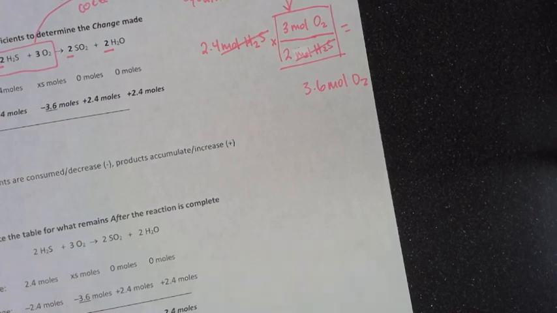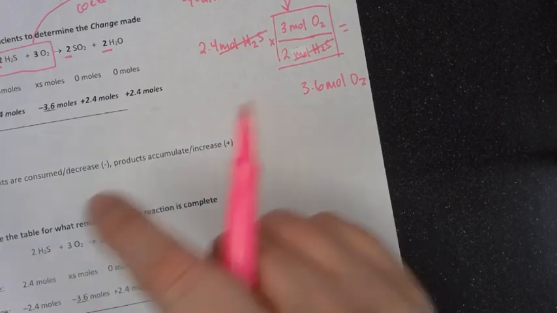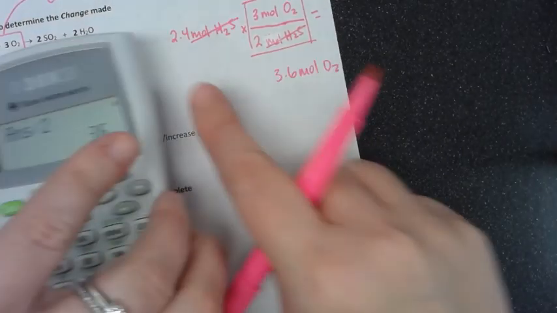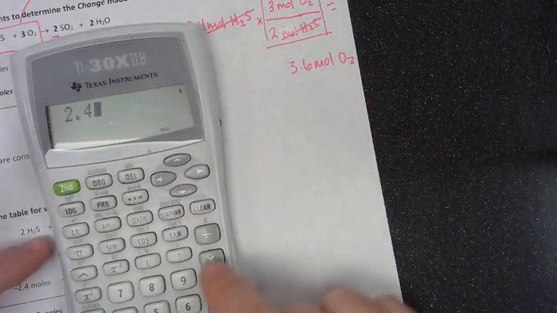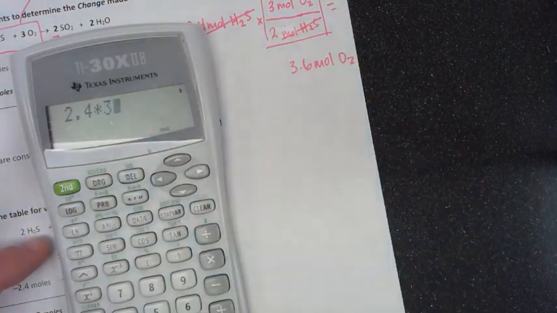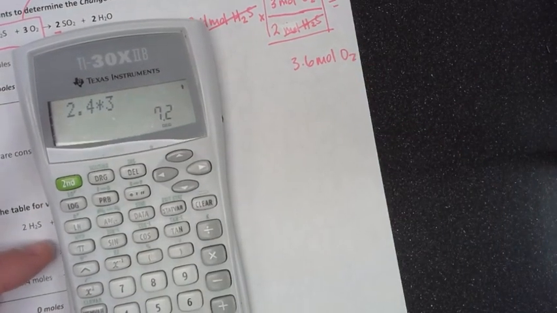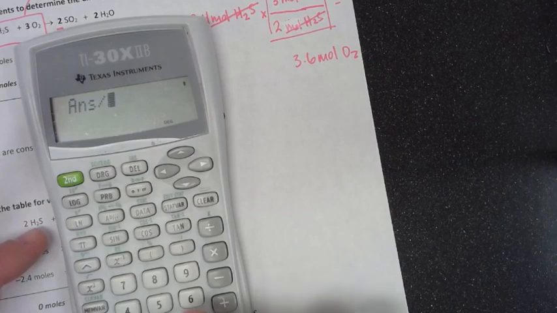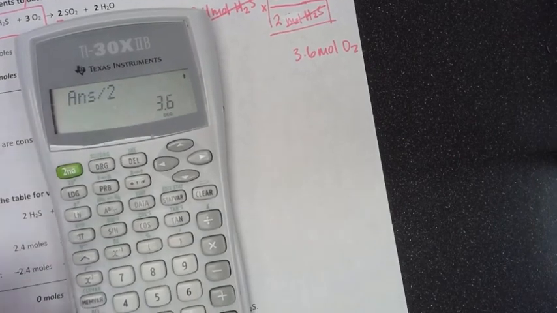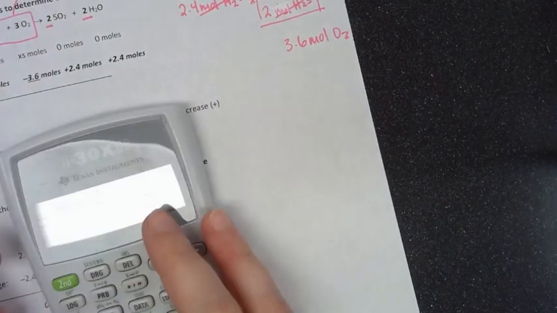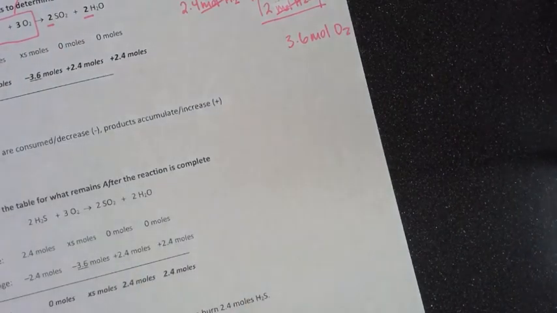What do you mean? So if I do 2.4 times 3, I get 7.2, divided by 2, 3.6. I got it. Wait, can you say why it's negative? Oh, because we're using it up.